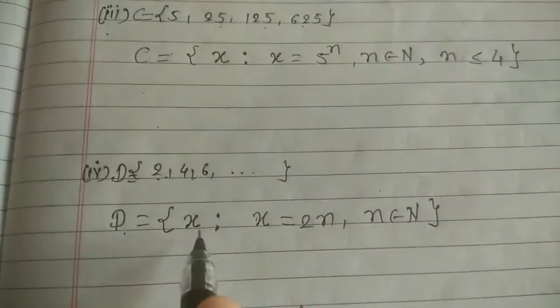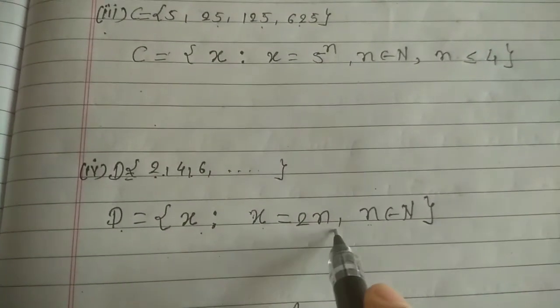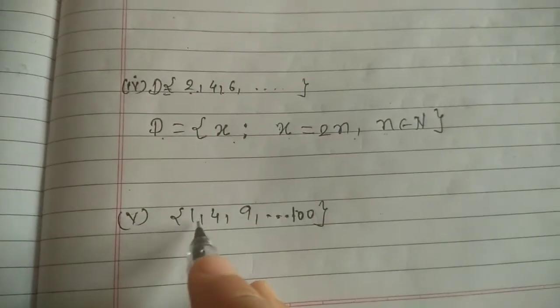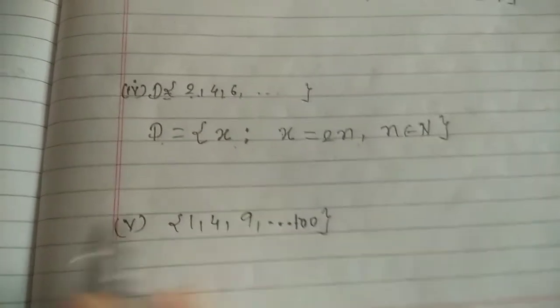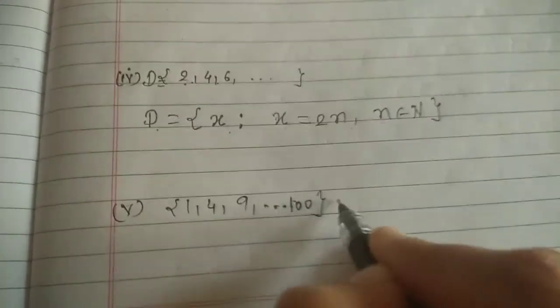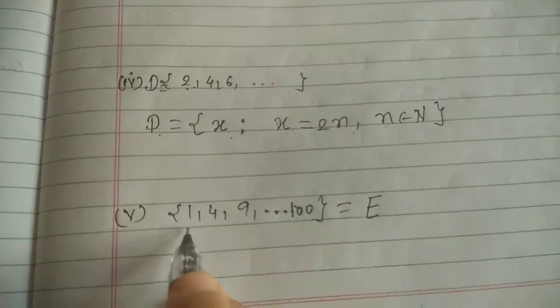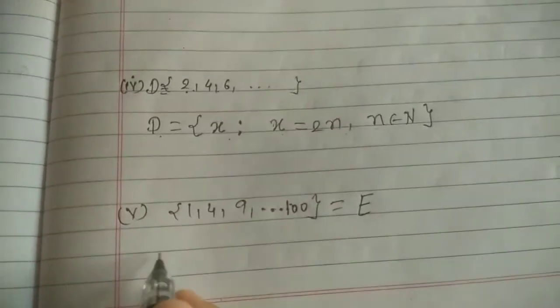Okay, so D is equal to {x : x = 2n, where n belongs to N}. Next one, 1, 4, 9, and so on up to 100. I hope, students, this question you will solve by yourself. Find it. What is it? Okay, let me explain this question.